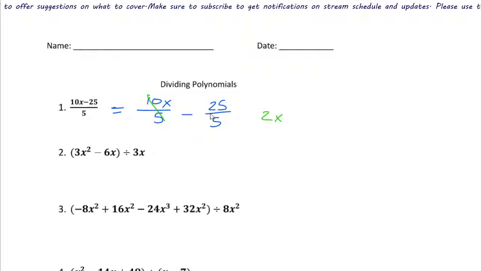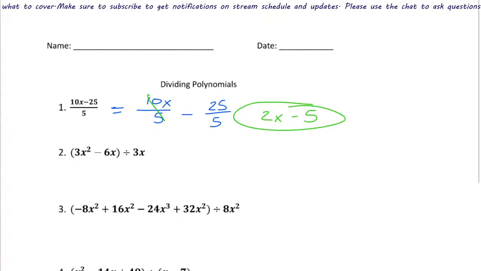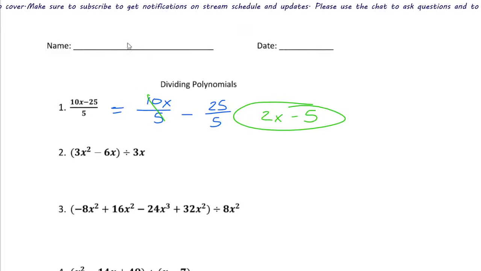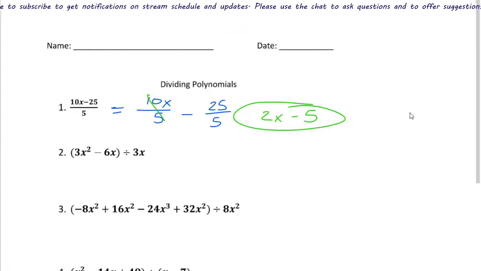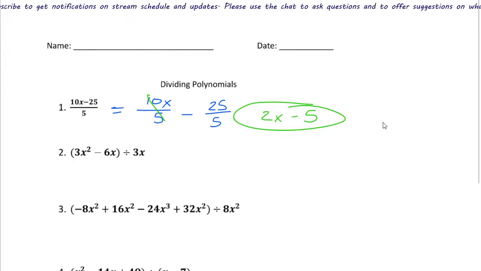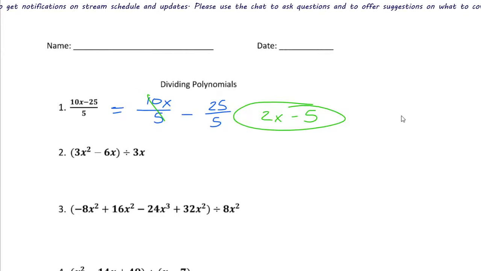2x. And then 25 divided by 5 is 5, and it's minus 5, so this would be your answer. Now you can also set this up as long division, which we are going to do later on when we get to binomials.